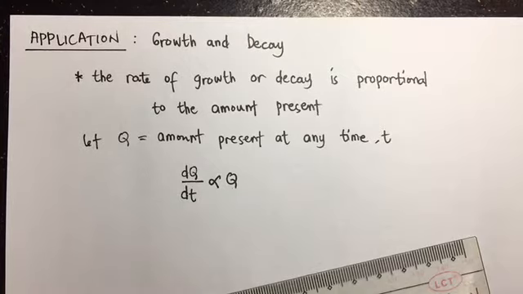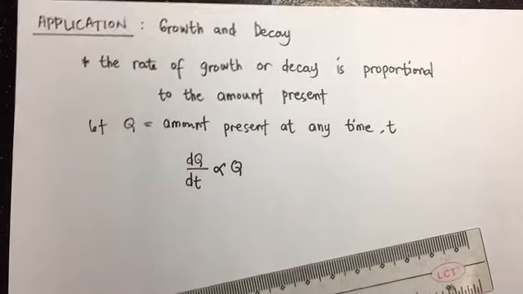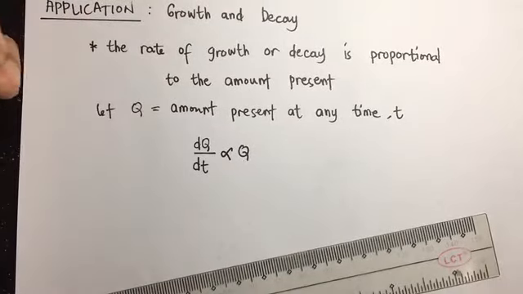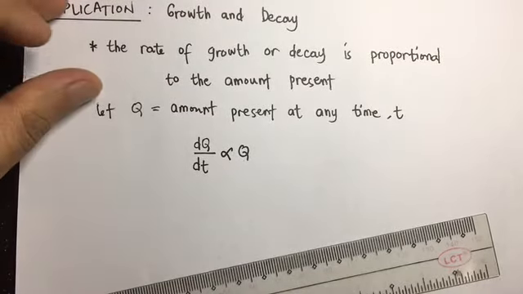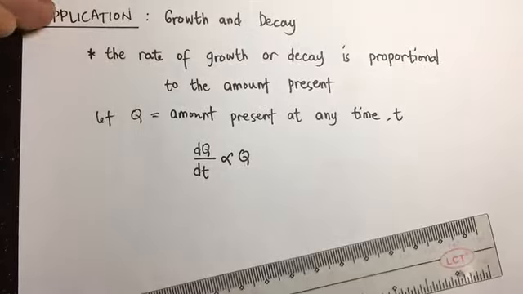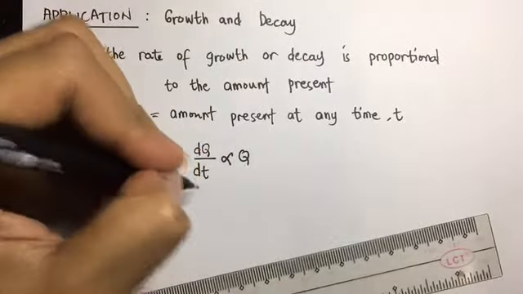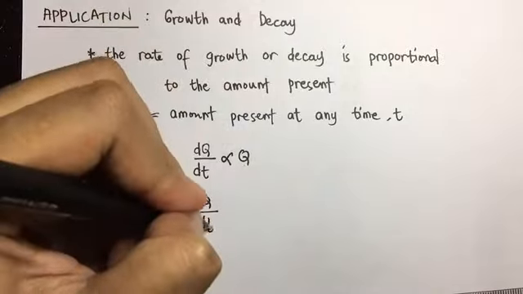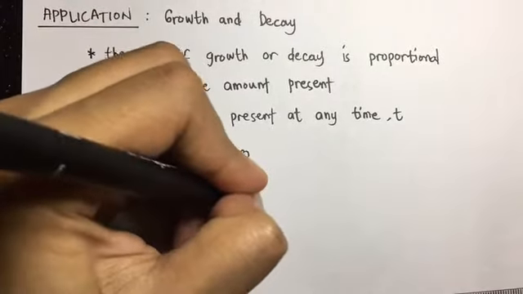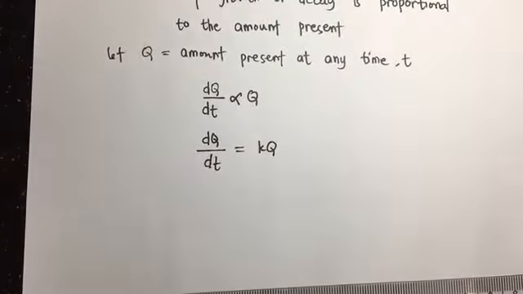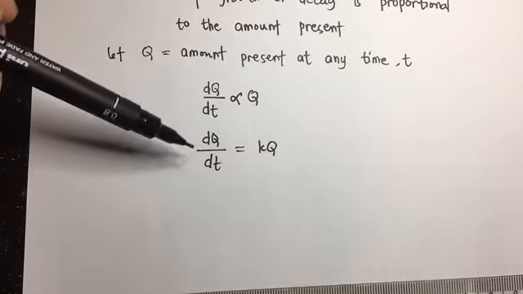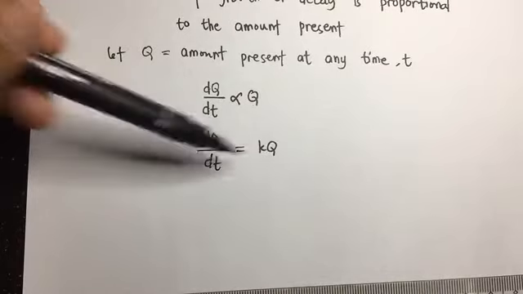But if we transform it into its algebraic form, then we will replace the proportionality sign with an equal sign, and then we add a proportionality constant. So let's say we add k as our proportionality constant. So we will have dQ over dt is equal to kQ. So this is now a first order ordinary differential equation with variables Q and t.